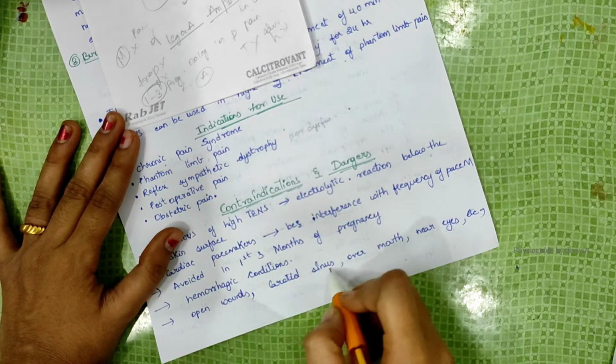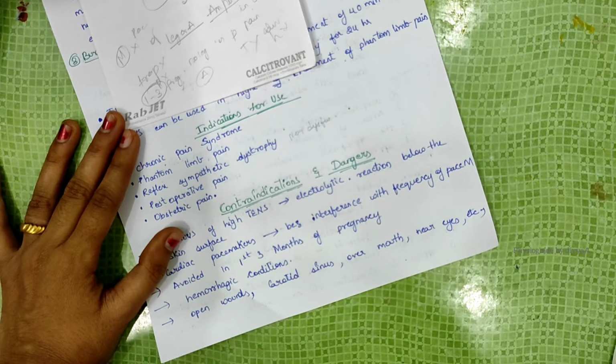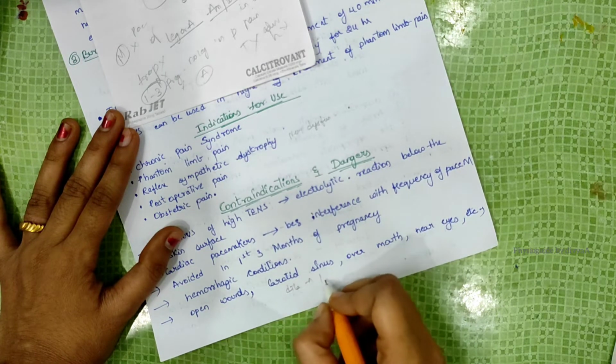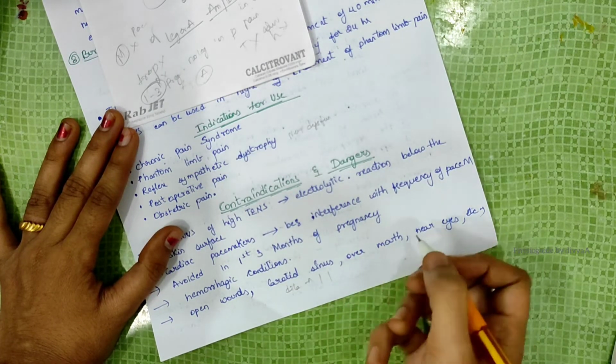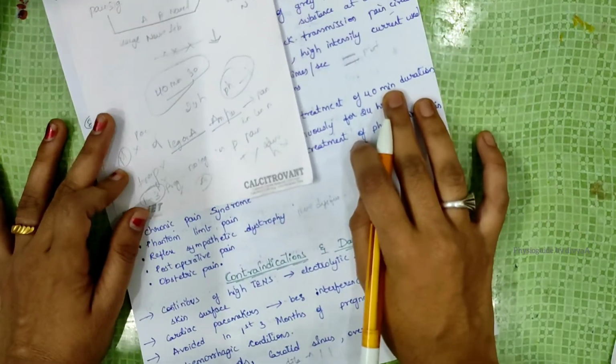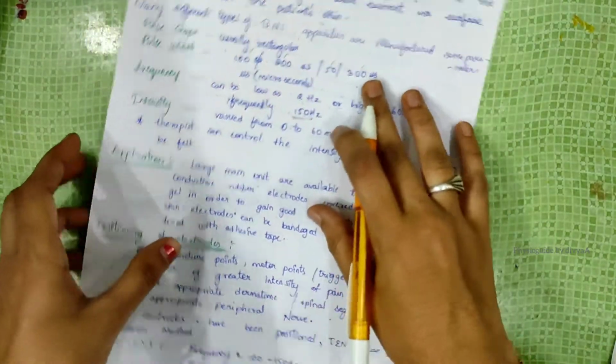And the carotid sinus, meaning the carotid artery, dilation of the carotid artery, meaning widening of the lumen. Open mouth and near the eyes etc. We will not apply these electrodes and will not apply this TENS.